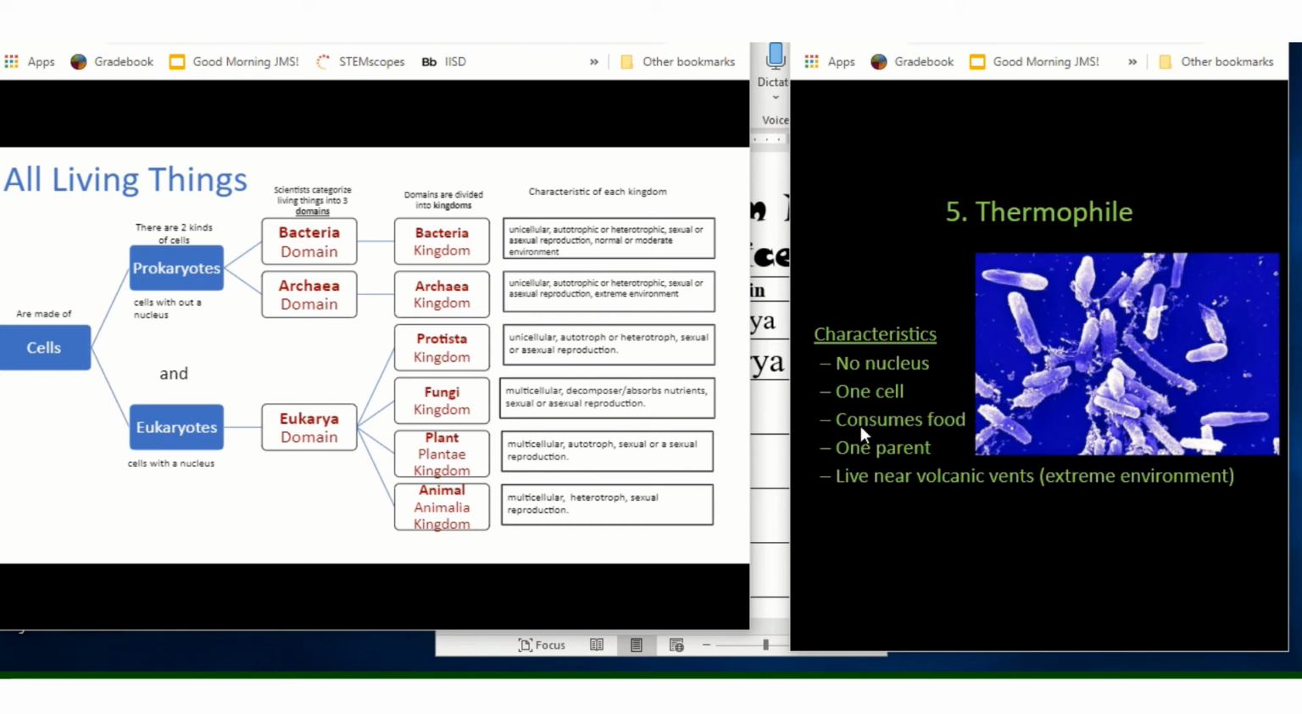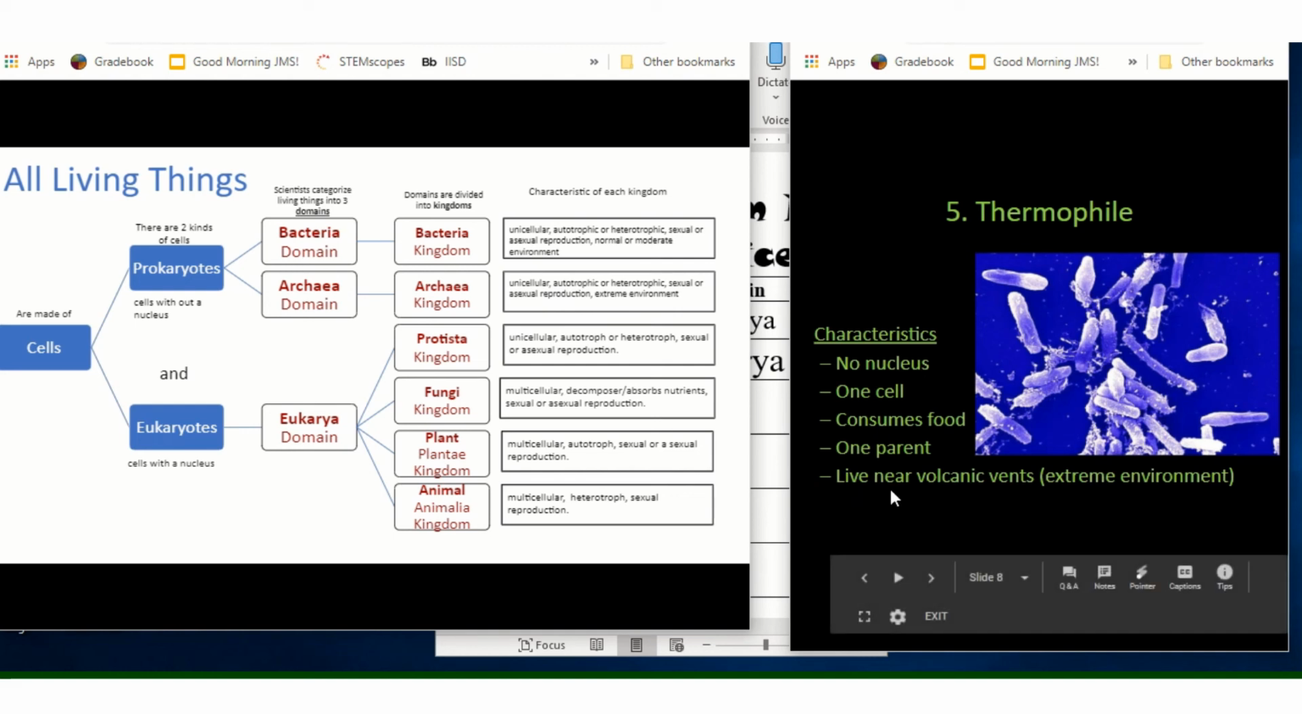Okay, consumes food. We got to decide, is that a heterotroph or an autotroph? A heterotroph consumes food. So that says heterotroph. Oh, this one says heterotroph too. Okay, so we go down here. 1 parent, that's asexual reproduction. So this one says sexual or asexual. So does this one, sexual or asexual. So that didn't help us.